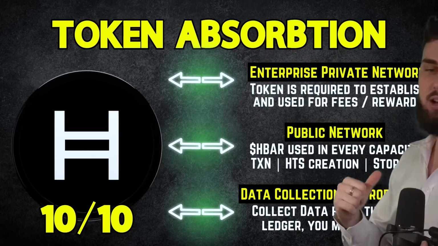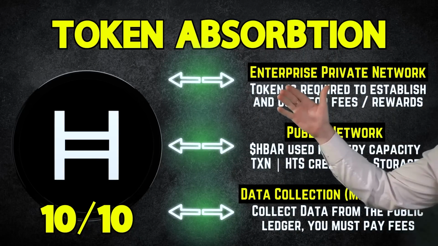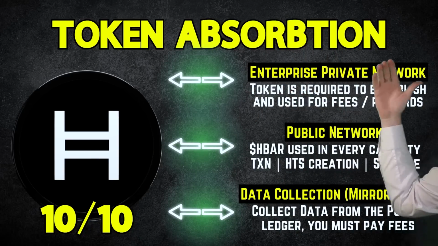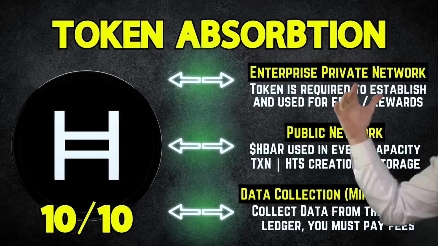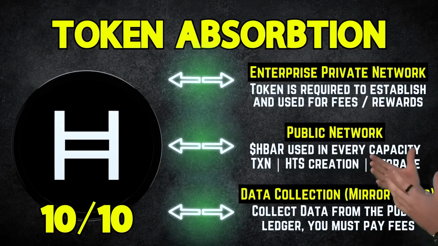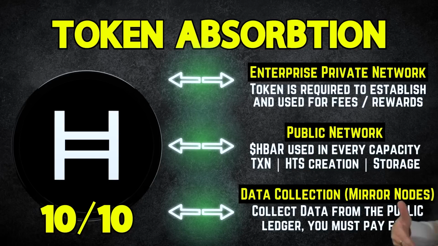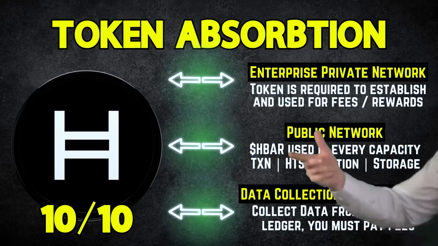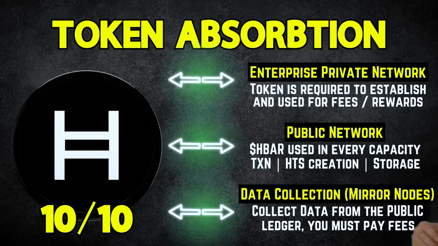And again, 10 out of 10 for HBAR. So their enterprise solution is their Hedera Consensus Service or their private network, where the token is required to establish the networks itself and used for the fees and to pay the nodes for rewards. The public side of things as well, so the actual public Hedera network that we can all access, HBAR is used in every capacity for transactions, the Hedera Token Service creation, storage, you name it, okay? And data collection for the mirror node network. So to collect data from the public ledger, you must actually pay the fee.